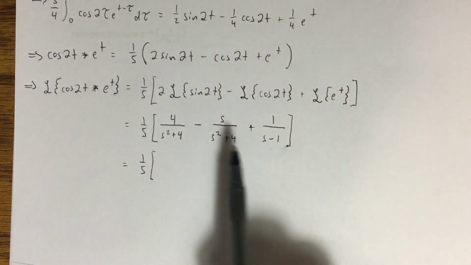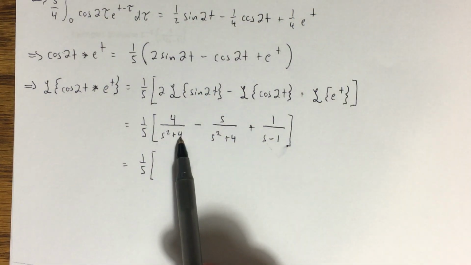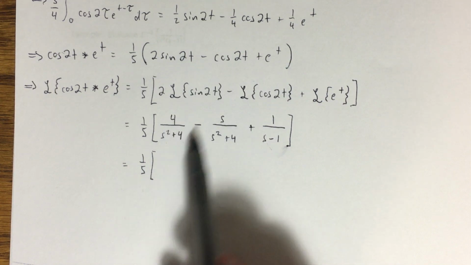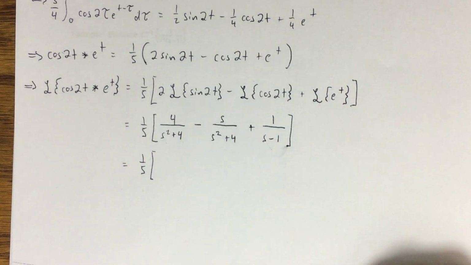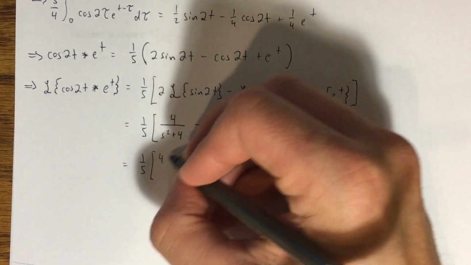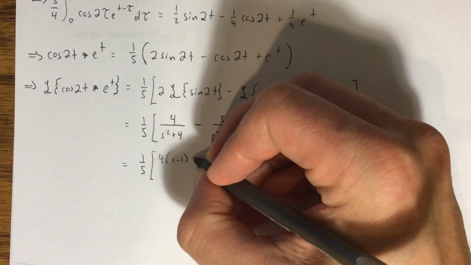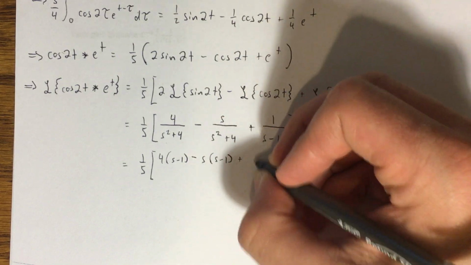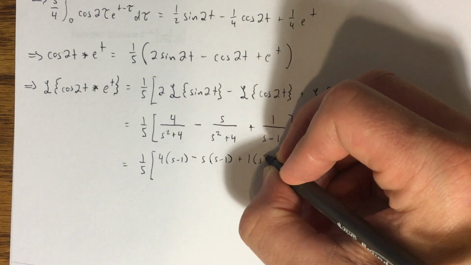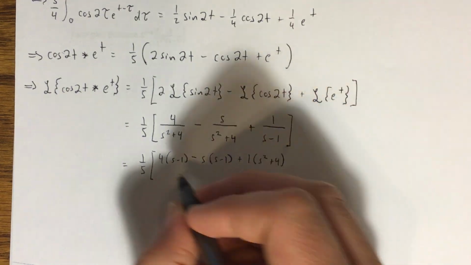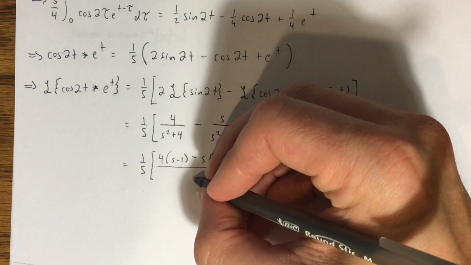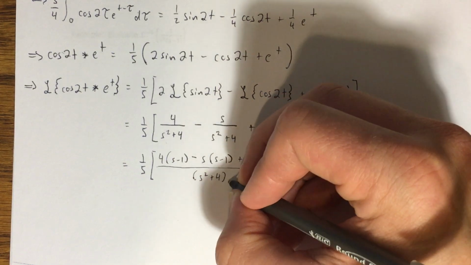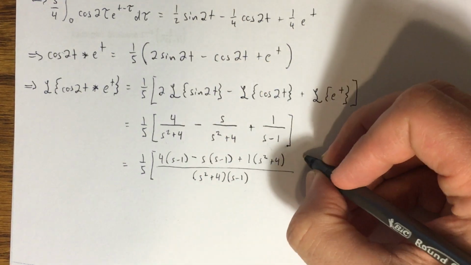Of course, if we wanted, we can combine this all into a single rational expression. So getting a common denominator, which would be s squared plus 4 times s minus 1, I need to multiply by the correct factors to get my common denominator. I would have 4 times s minus 1, minus s times s minus 1, plus 1 times s squared plus 4, all over that common denominator of s squared plus 4 times s minus 1.